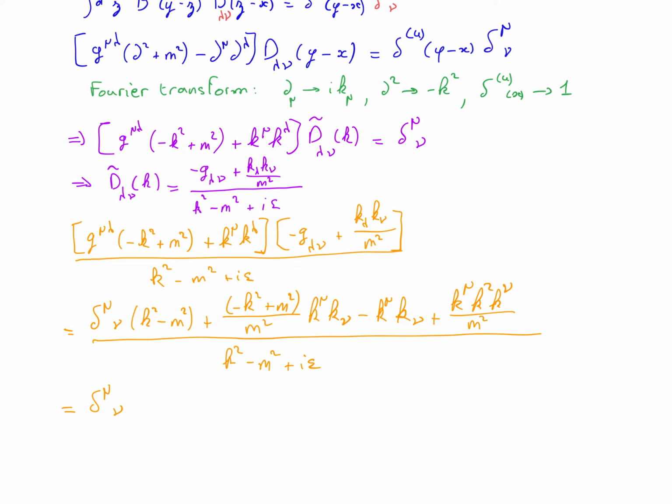Therefore, what I need to show now is that this term is just 0. Indeed, I have minus k squared times k mu divided by m squared, and I have exactly the same term at the end with an opposite sign, so they both cancel. That leaves me with m squared divided by m squared, which just cancels, and I have k mu minus k mu, which also cancels. I have then verified the expression for the free propagator of a massive vector field. Notice that we need to have mass not equal to 0 because we are dividing by the mass in the numerator.